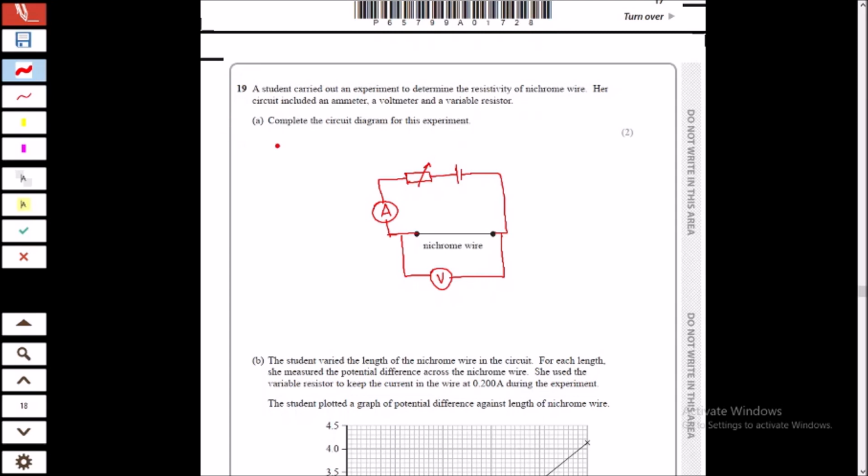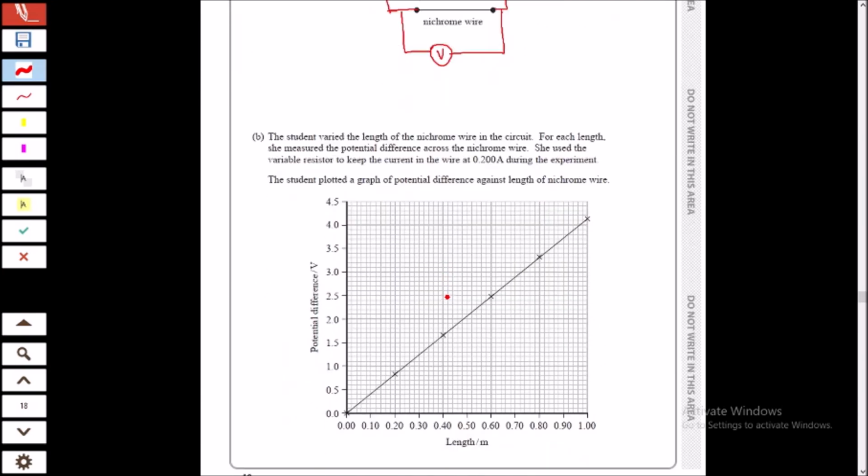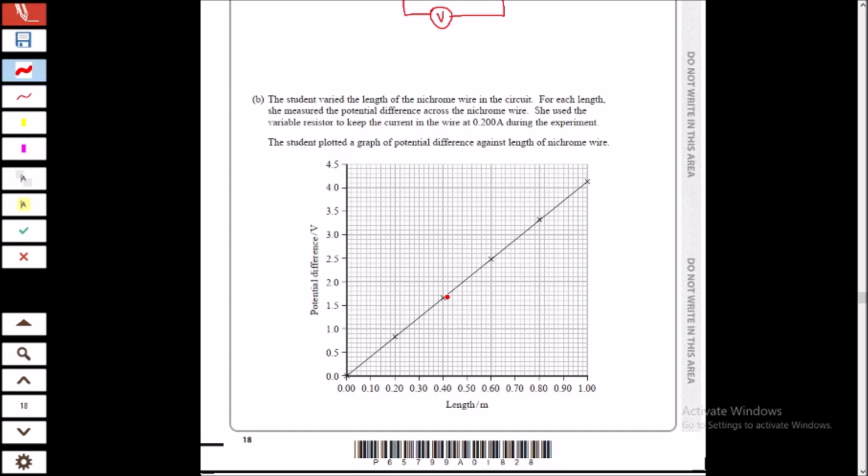Okay, take a moment to read the question. This is the circuit that we will use for our experiment. Power source, variable resistor, ammeter, voltmeter, and then the nichrome wire that we're talking about. We know that when you want to measure the voltage across a particular component, you place the voltmeter across, or parallel to, that component. So using this setup, a student has done this graph, the voltage versus the length.